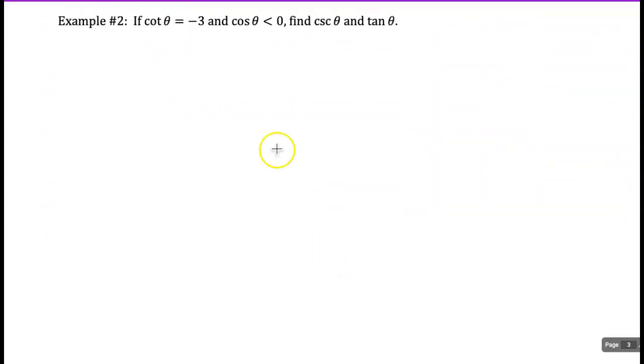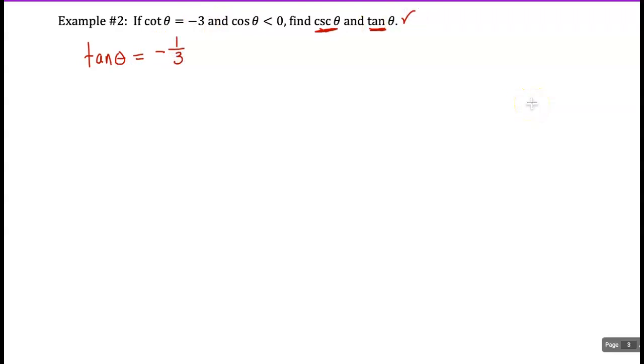In this one, they gave us cotangent, and they want cosecant, and they want tangent. So this is super easy to find tangent. You just take the reciprocal of -3. So tangent would be -1/3. So we're done with the tangent part.